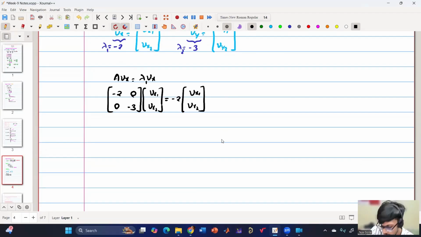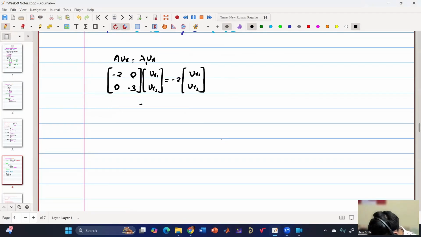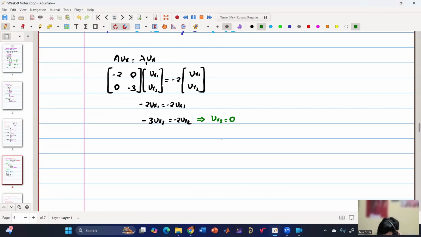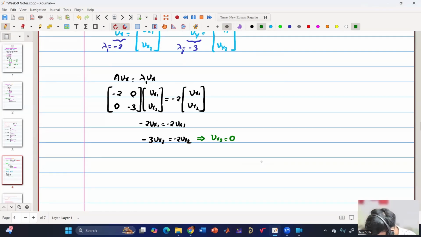Yes. So now if you see, you will get two equations. One is -2Vx1 equal to -2Vx1, which is always valid. And then you will get another equation, -3Vx2 equal to -2Vx2. So now from this we can get that Vx2 is equal to 0 and Vx1 can be anything. So Vx1 can be 1, 2, 3, or any big number. So from here we can get Vx as some constant k and then 0.